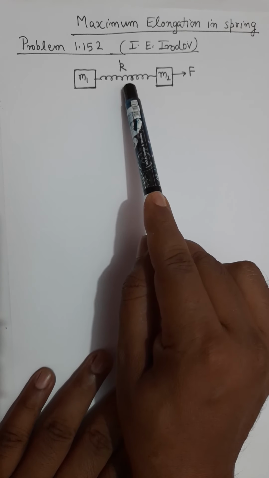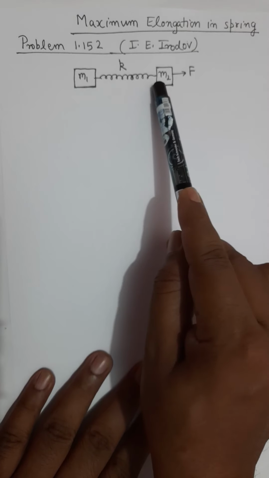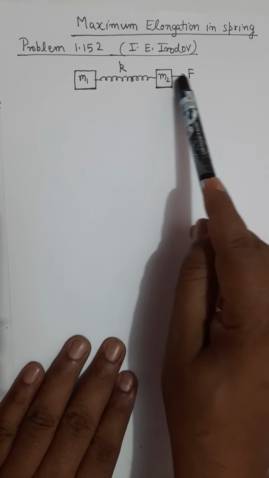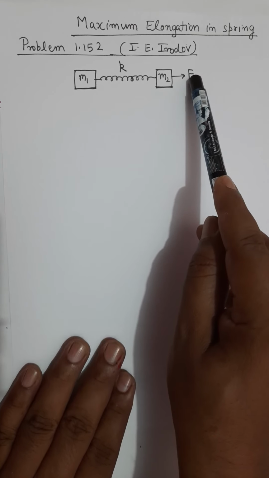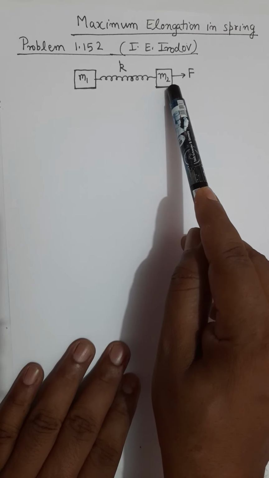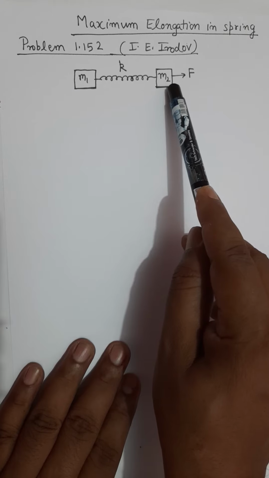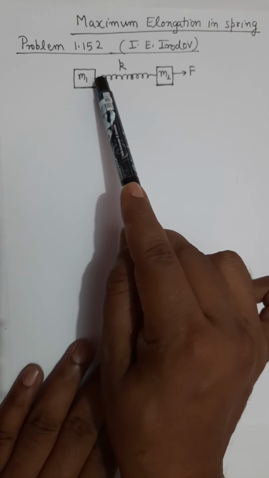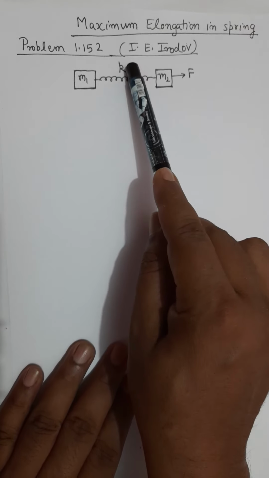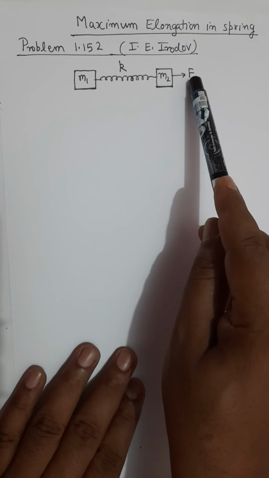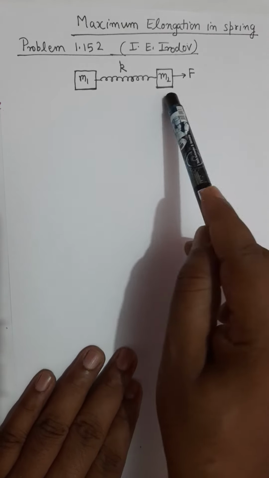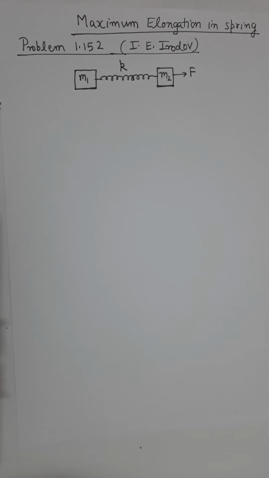Spring is undeformed. It is in the relaxed mode, natural length, and then on mass m2 we are applying a constant force capital F. I repeat the question again. Initially m1 and m2 are two masses at rest on a frictionless horizontal surface connected by a spring in relaxed mode, no deformation, having constant K, and a force capital F is applied on mass m2. Now we have to find the maximum elongation. In fact, we have to find the maximum separation between the two masses.